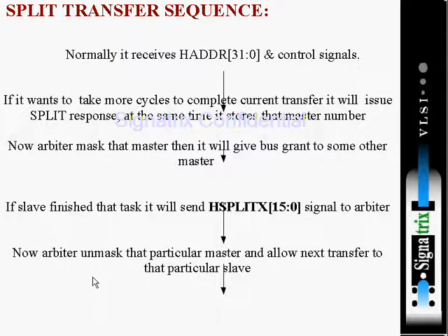Next, we are going to discuss an important concept in AMBA AHB, that is split transaction. How is the split transfer happening? What are the main steps in a split transaction? Yesterday we discussed split, the difference between retry and split. Now we are going to see the sequence of the split transfer. In AMBA ASB we don't have this feature. Here we have this feature.